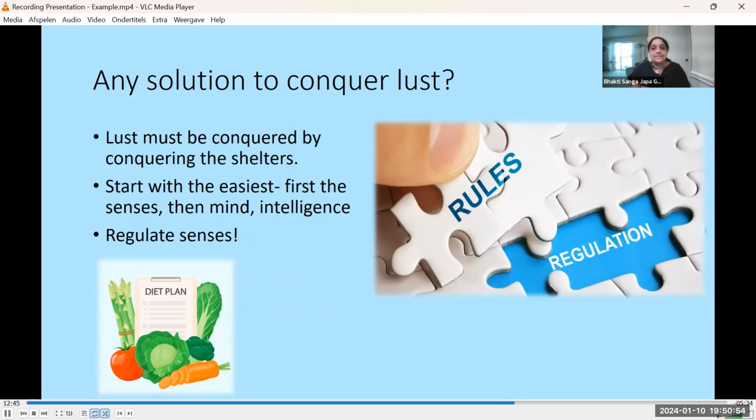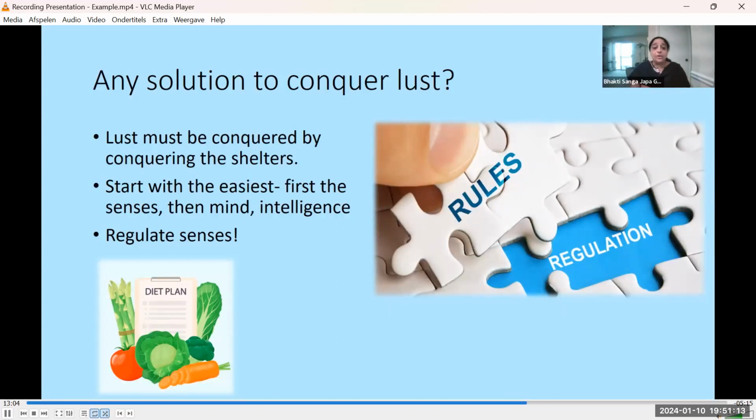Now, how will you attack the senses? We know now senses will be conquered first. But how do you conquer the senses? You just cannot say to the senses, I will not give you any object of enjoyment. You can't do that. Krishna says you try to regulate your senses.